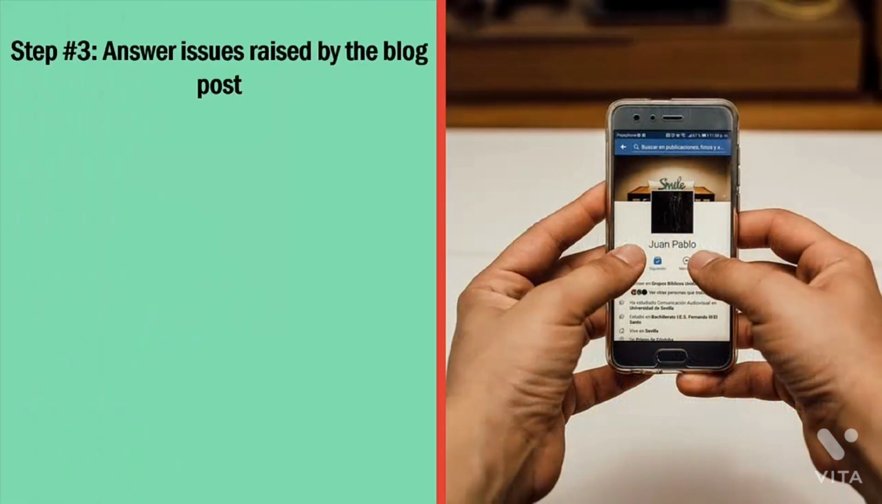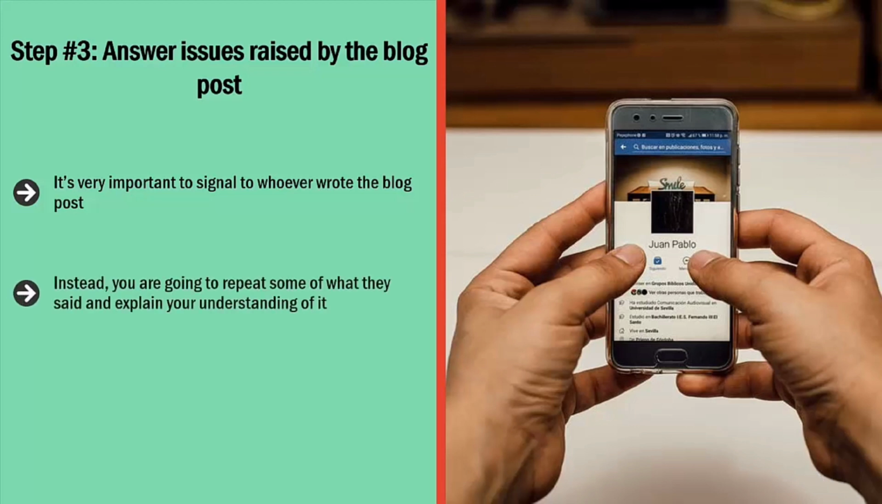Step number 3, answer issues raised by the blog post. It's very important to signal to whoever wrote the blog post you're commenting on that you actually read their post. This means you're going to avoid posting, "Hey, good job," or "I love this post," or other similar garbage.